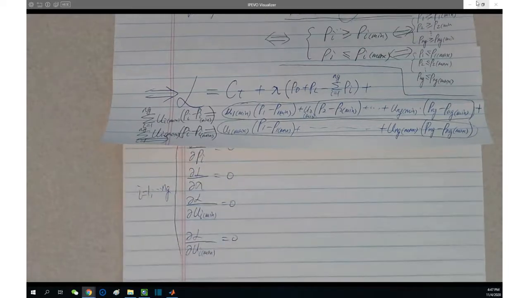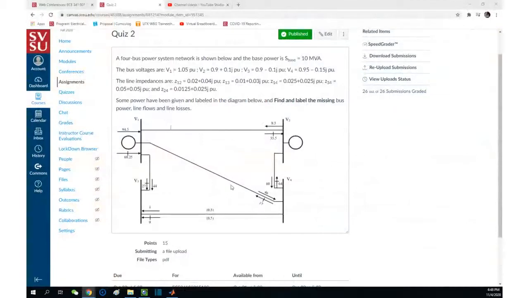Let me talk about the quiz. The quiz has something obviously related to our upcoming exam, so I want to talk about it. The problem is not very difficult, so I guess you have no big trouble at all. But I want to emphasize one thing. Here, some of the power is already given, right?